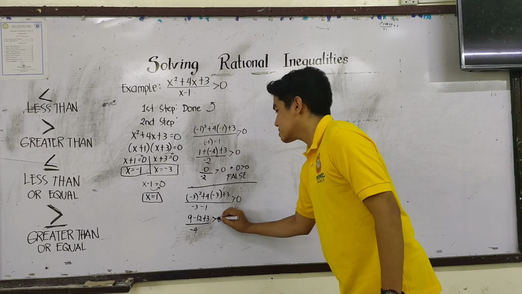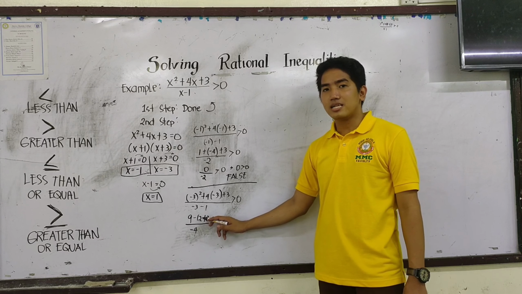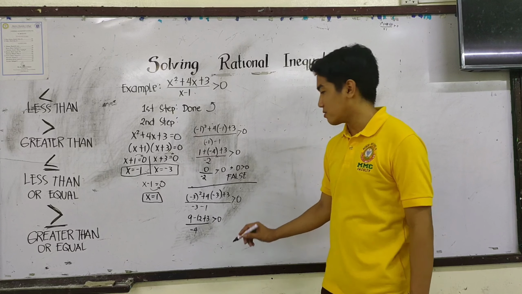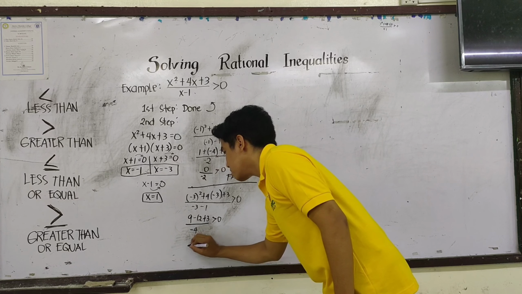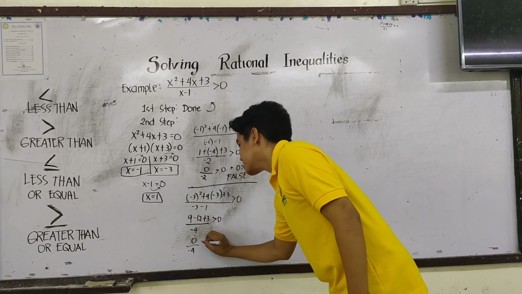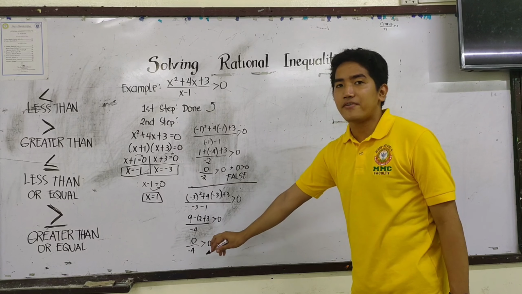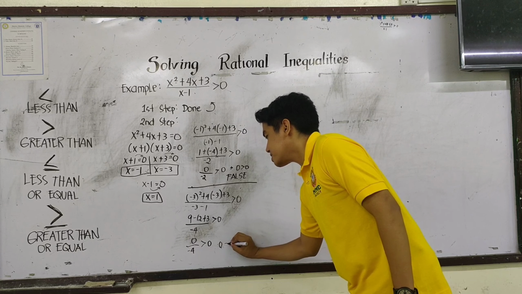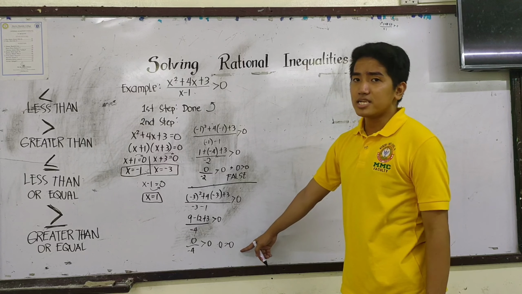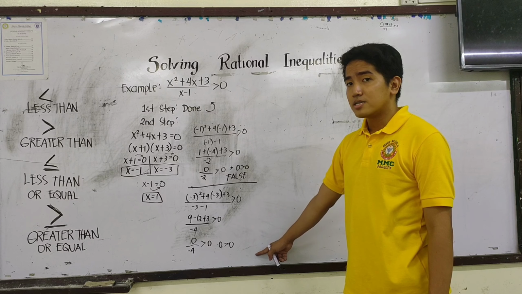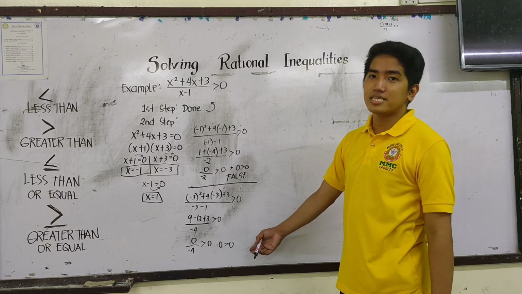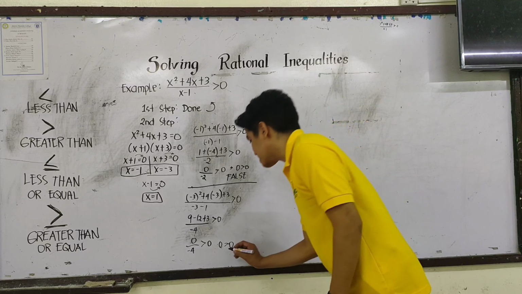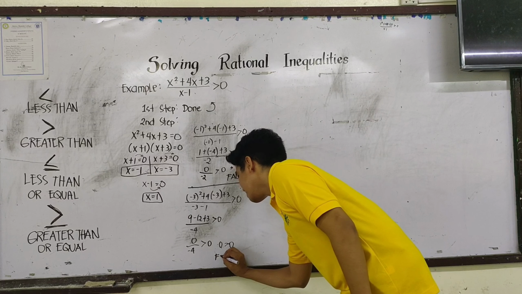It's greater than 0. So 9 minus 12 is negative 3, plus 3 is equal to 0. So we have 0 all over negative 4 is greater than 0. So 0 divided by negative 4 is also equal to 0. So 0 is greater than 0? Hindi. Hindi na naman na-satisfy yung ating inequality, so it means it is false. Again, false siya.